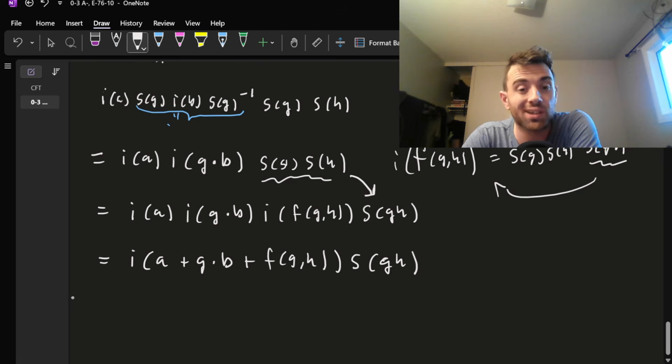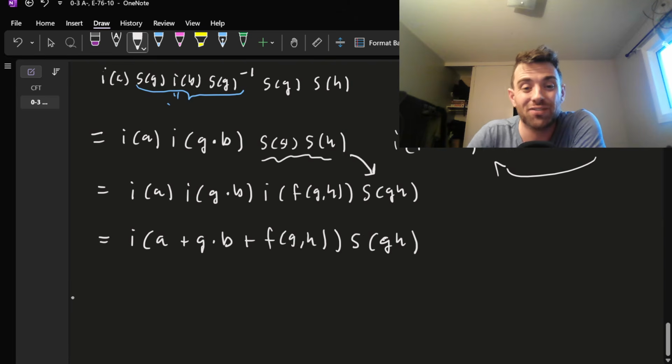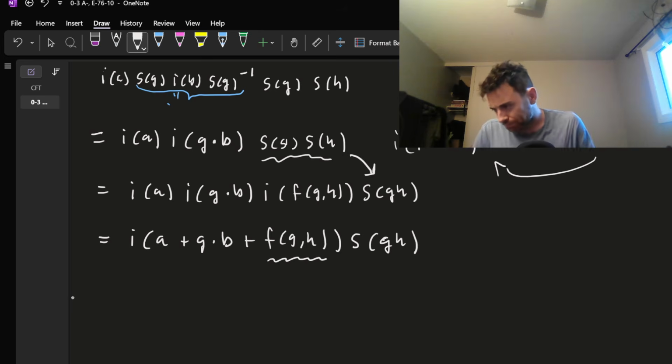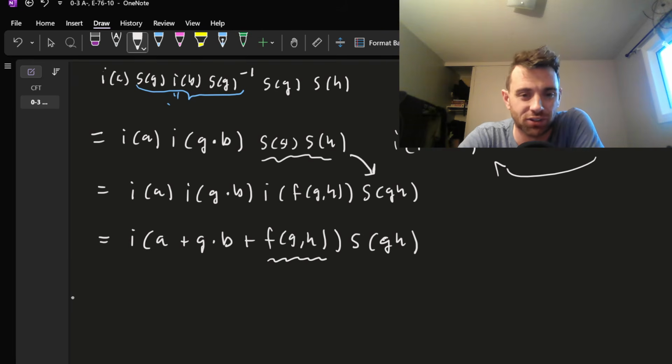And in fact, we can see that if f were the zero function, we would actually recover the semi-direct product. This is exactly what we got for the semi-direct product. So it's just nice to see every step of the way where exactly this is a generalization and where we're using this. So I claim for you that this entirely determines the group law.